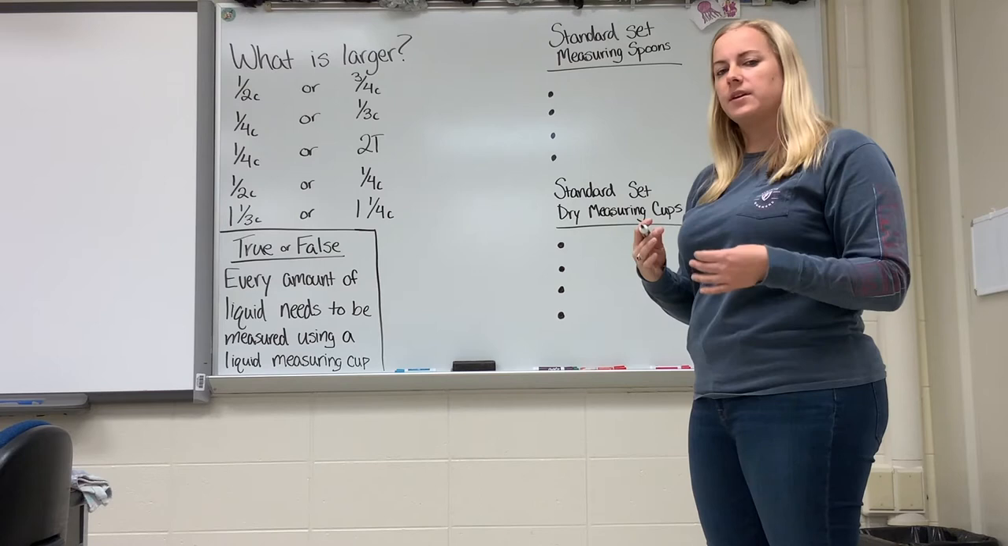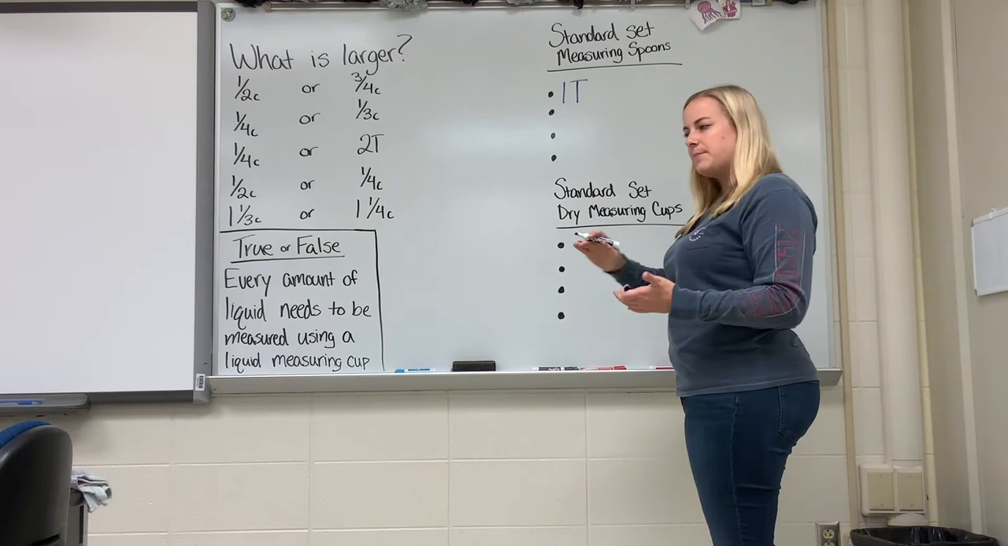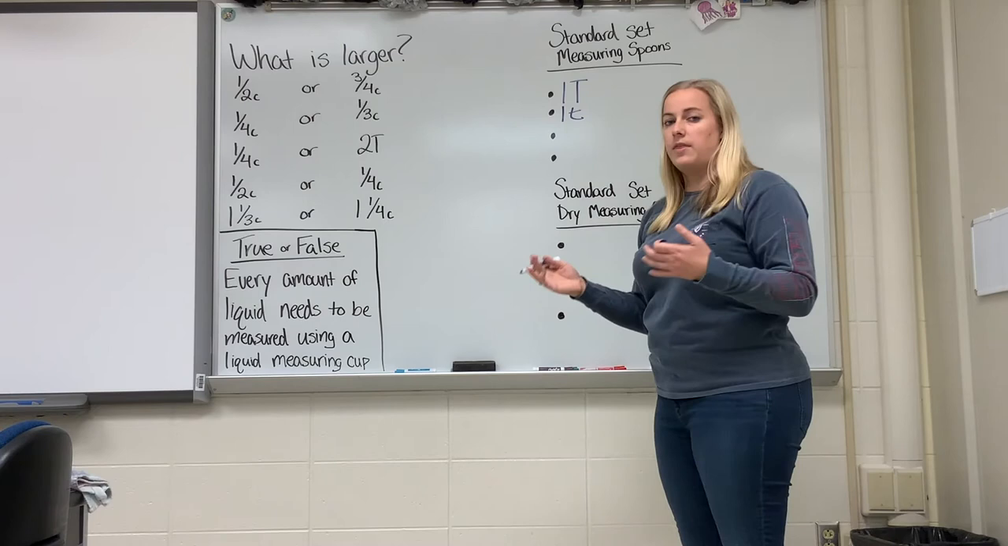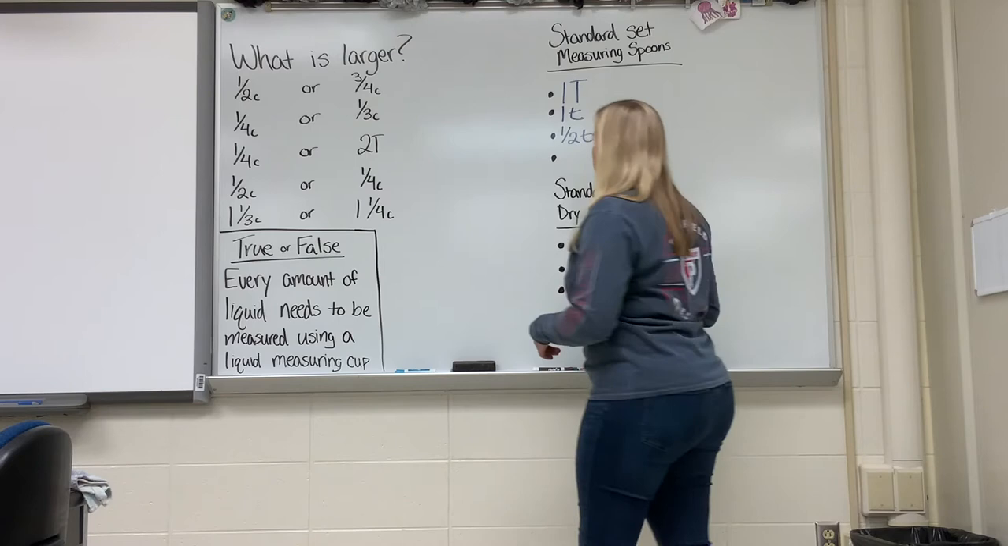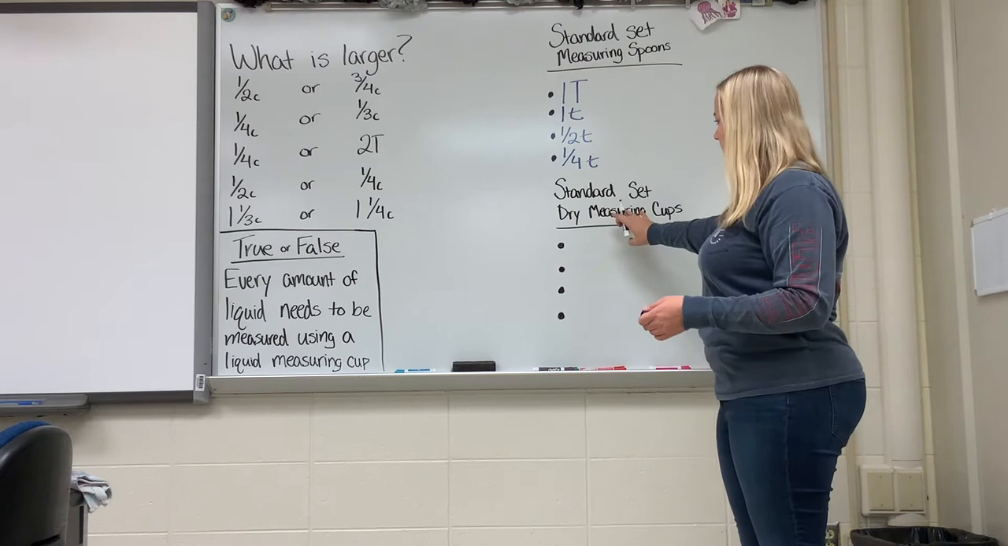Okay, so in a standard set of measuring spoons, our largest measuring spoon is going to be 1 tablespoon. Then if we take a step down, the next smallest is going to be 1 teaspoon. Then the next smallest is going to be 1/2 teaspoon. And then the smallest of the standard set of measuring spoons is going to be 1/4 teaspoon. Then again, in a standard set of measuring cups, they can include extra, but they are only required to have these 4.